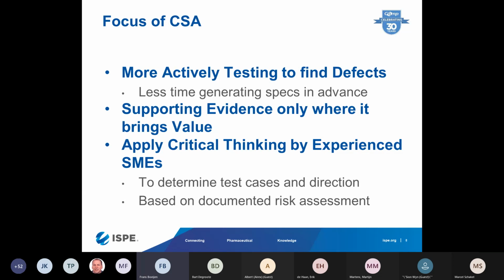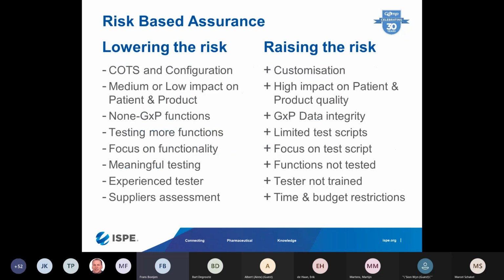And that's where you really have to apply critical thinking by experienced people, experienced subject matter experts who really understand the process, understand the product, to determine the test cases and direction to go. And that should all be based on a documented risk assessment. A documented risk assessment, I think, is essential here and is the underlying evidence why you do your testing. And we can make use of that.